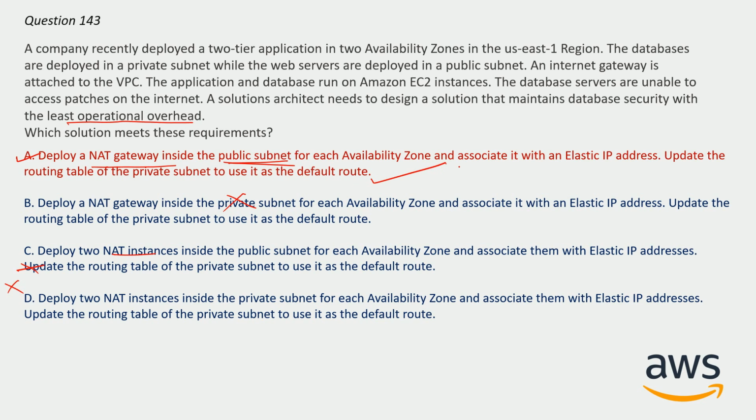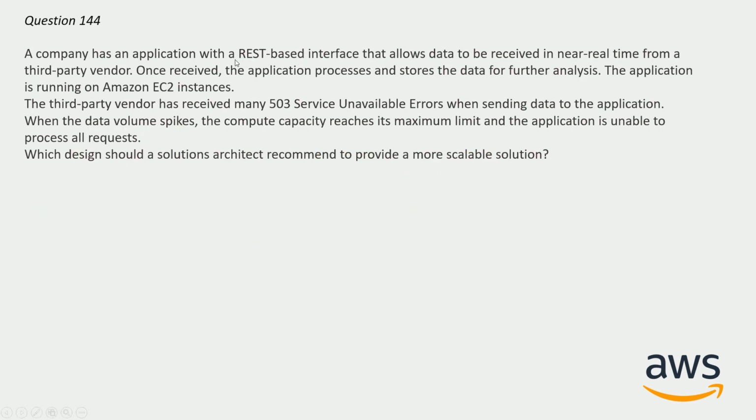And now question 144. A company has an application with a REST based interface that allows data to be received in near real time from a third party vendor. Once received, the application processes and stores the data for further analysis. The application is running on Amazon EC2 instances. The third party vendor has received many 503 service unavailable errors when sending data to the application. When the data volume spikes, the compute capacity reaches its maximum limit and the application is unable to process all requests. Which design should a solution architect recommend to provide a more scalable solution? And here are the options.